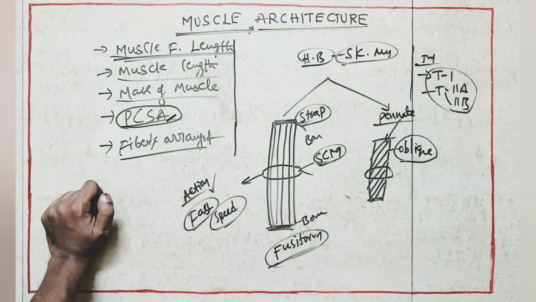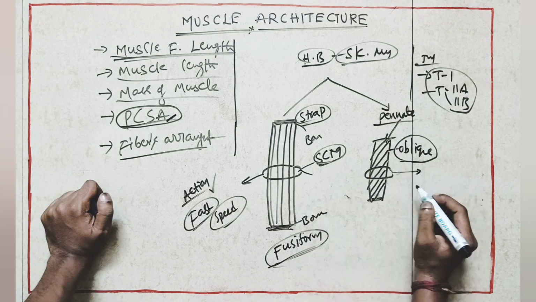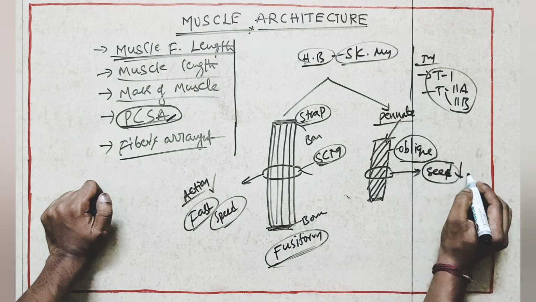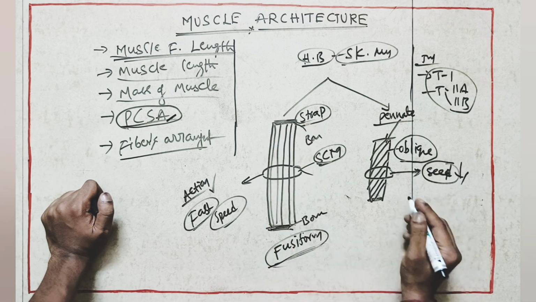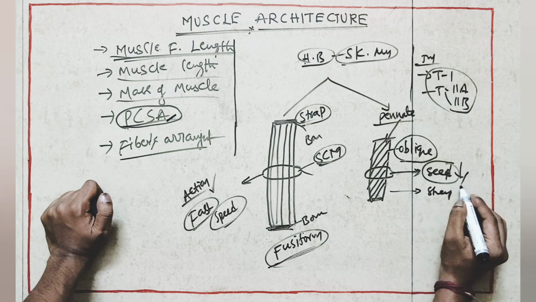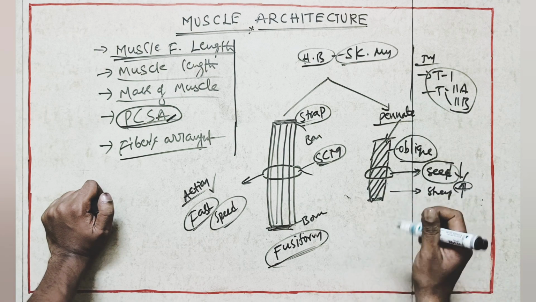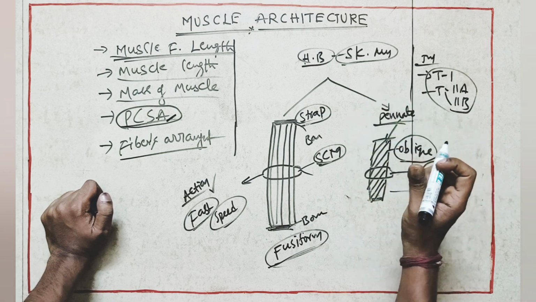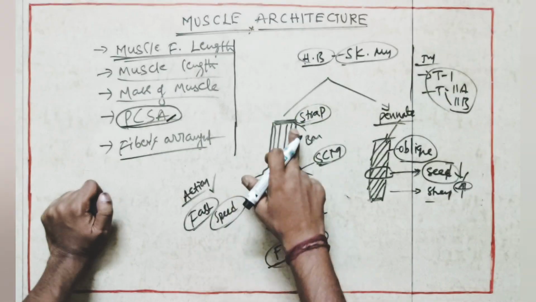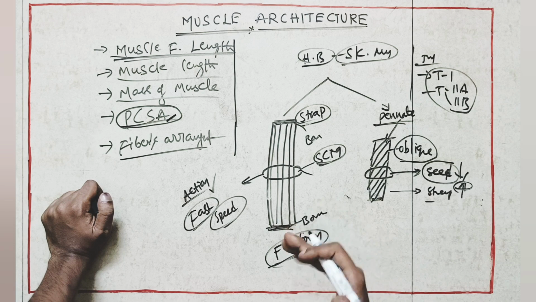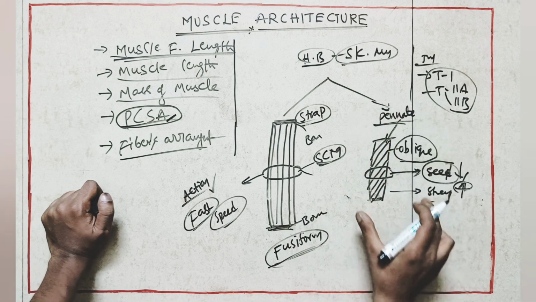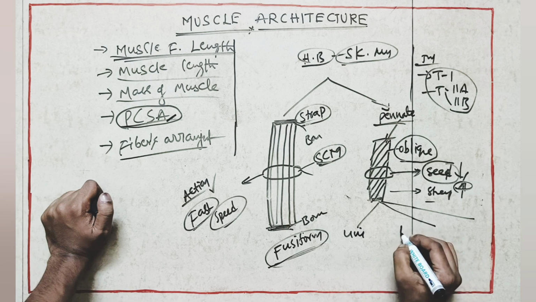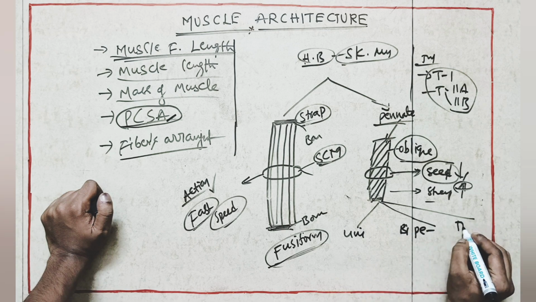In these pennate muscle fibers, the speed will be less compared to the fusiform or strap muscles. But the strength will be more in these oblique pennate muscles. So pennate muscles are helpful for the strength of the movement, while strap or fusiform muscles are helpful for the speed of the movement. In pennate muscles we have three variations: first unipennate, second bipennate, third tripennate.